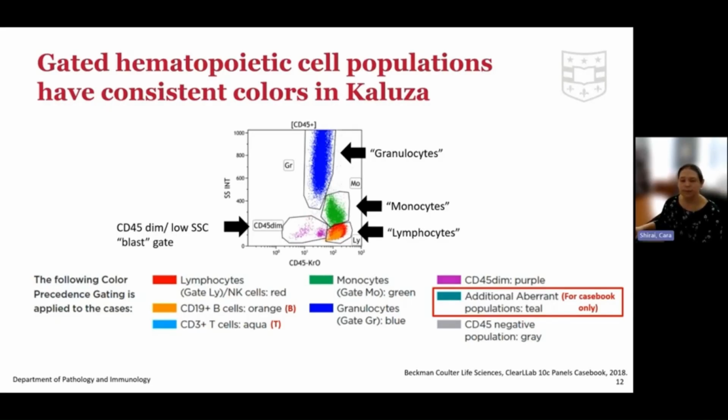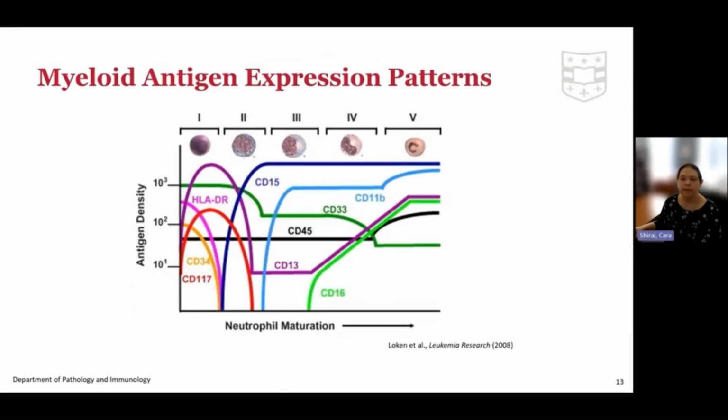later in this presentation. As I mentioned earlier, myeloid antigen expression patterns have been explored, and there are a variety of nice schematics in the literature to help in your interpretation. This image shows neutrophil maturation on the x-axis and antigen density or expression on the y-axis. Note the helpful cell images above the graph that show the stage of myeloid cell maturation.